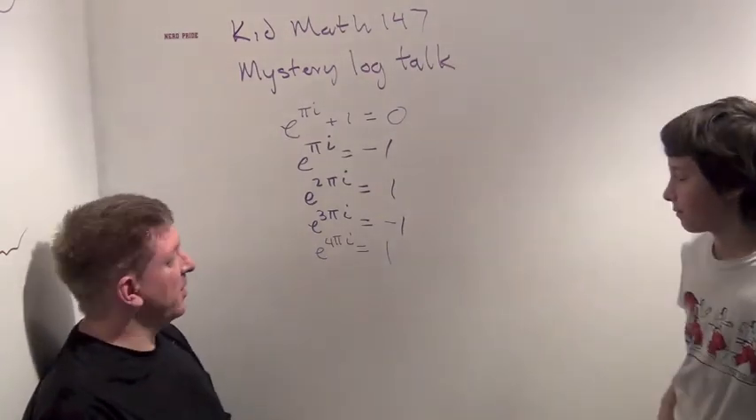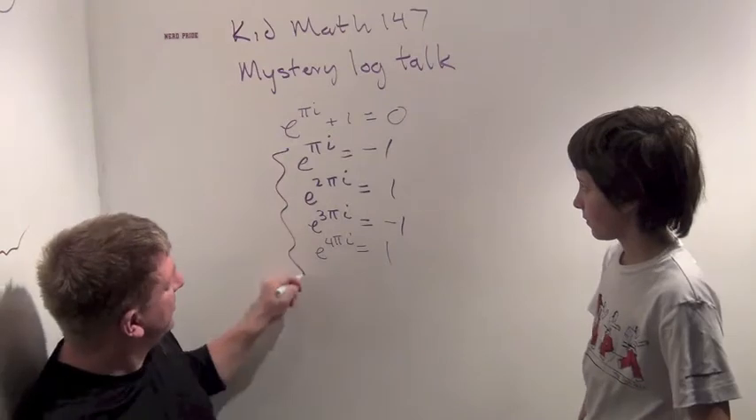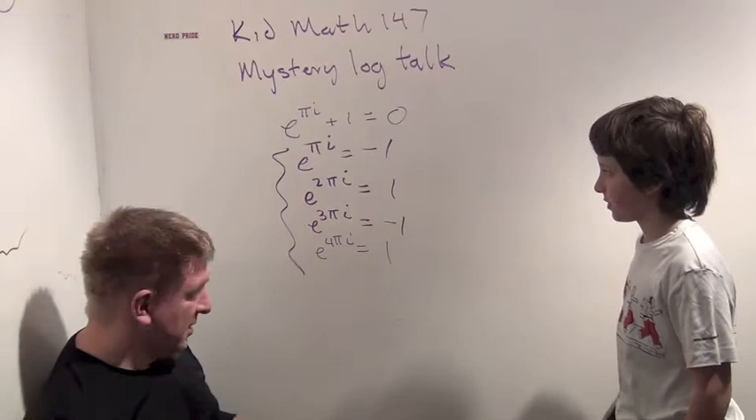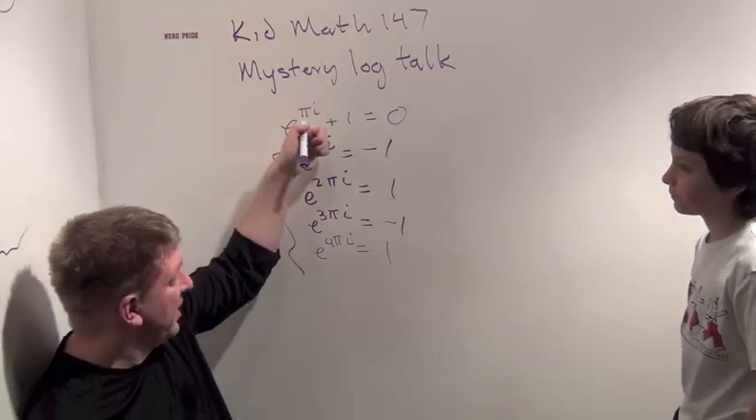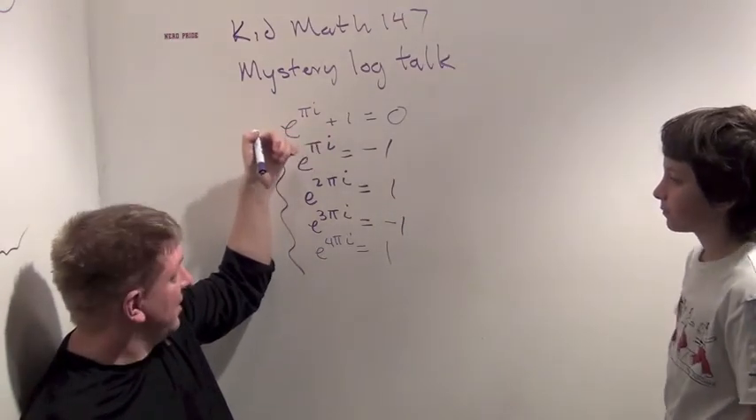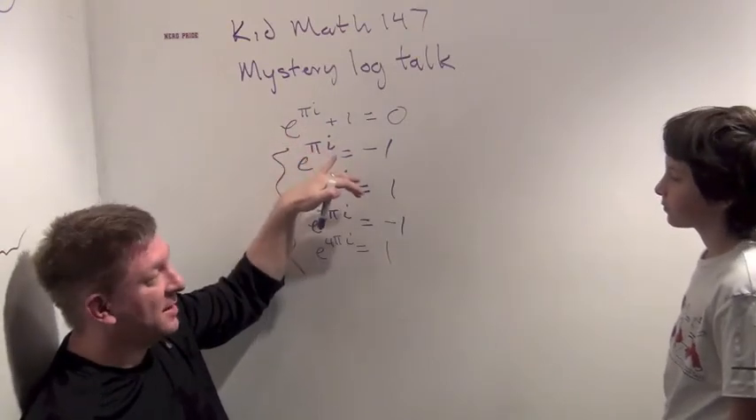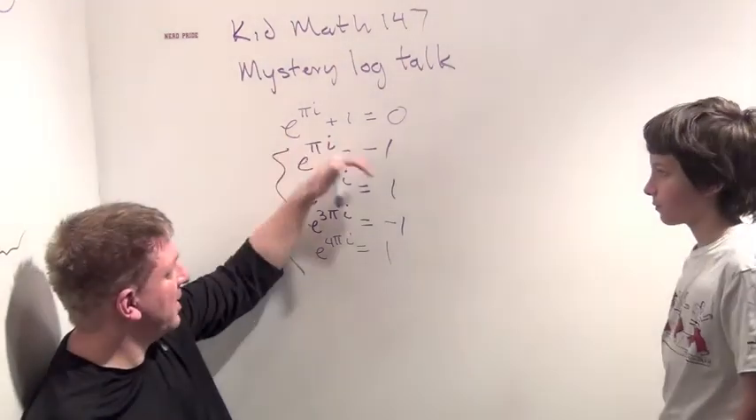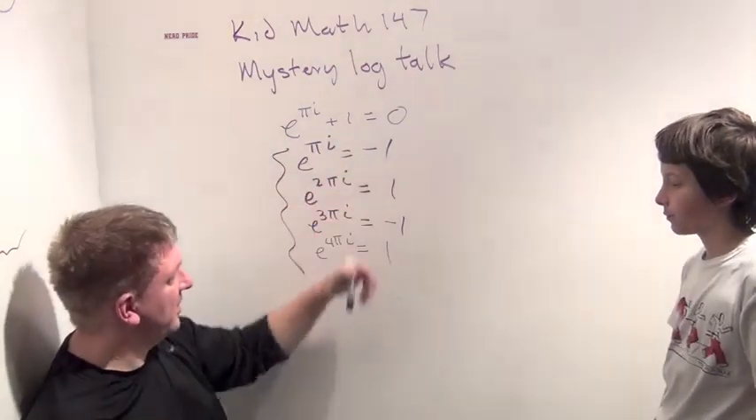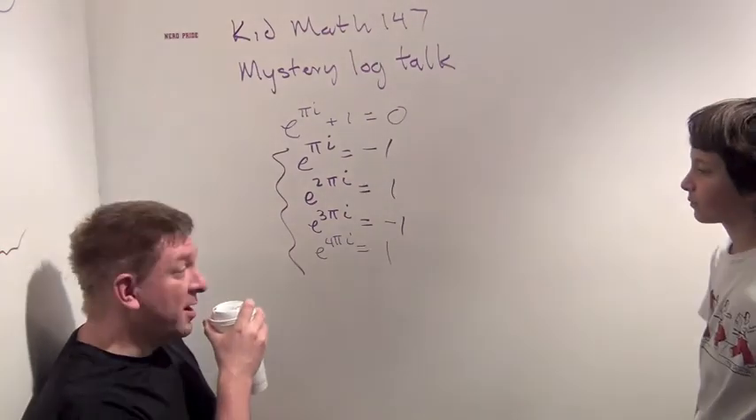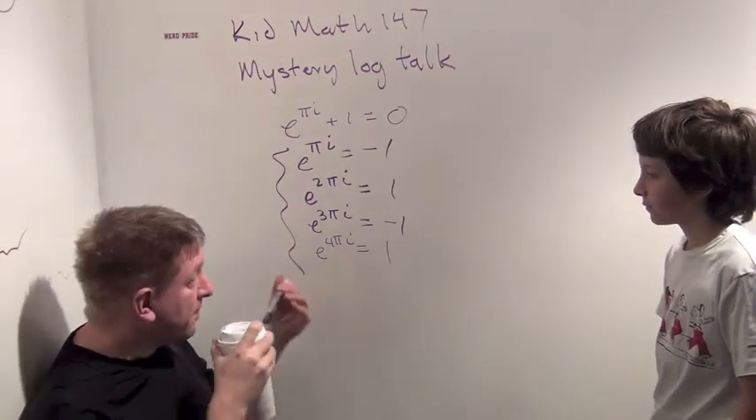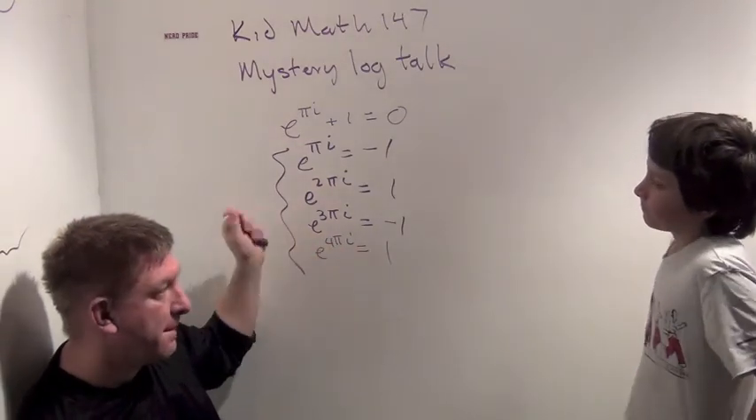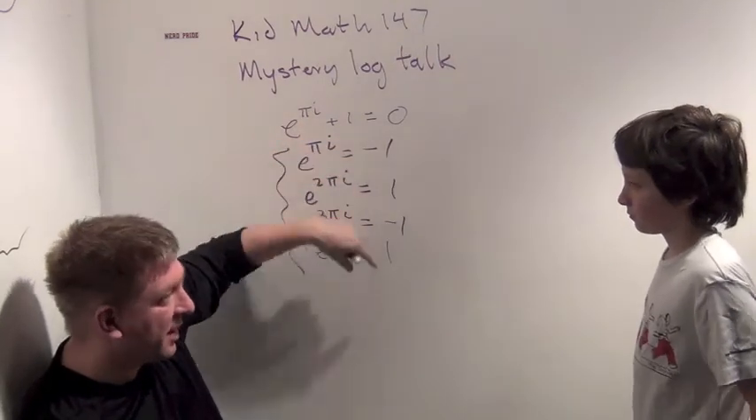Right, so what's the pattern in the powers? What powers are 1, what powers are minus 1? The odd powers are minus 1 and the evens are 1. So when I have an odd integer times pi i, I get minus 1. When the integer is even times pi i, I get 1. That's strange, right? We haven't really talked about equations or powers that are periodic. They sort of get back to where they started.